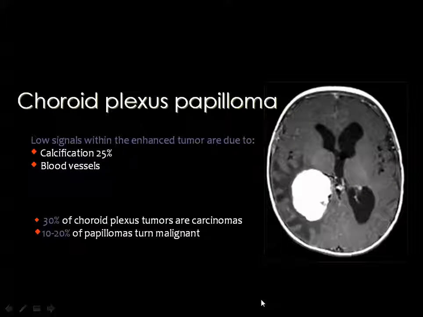Then this is an appearance of the choroid plexus papilloma occurring in the occipital horn of the right lateral ventricle. The tumor usually shows a lobulated surface, and this edema is due to obstruction of the CSF flow in the occipital horn with retrograde backflow of the CSF in the adjacent brain parenchyma.